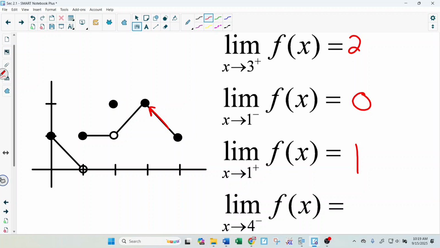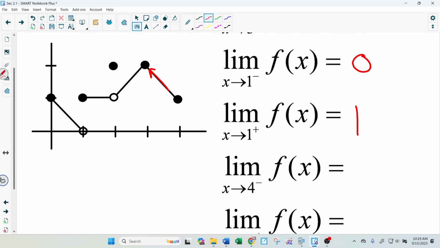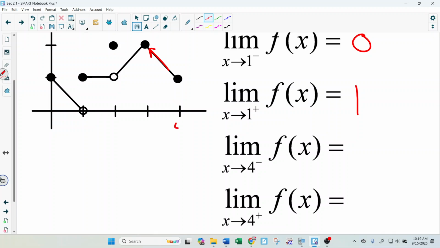Okay. What about 4 from the left? 1. What about 4 from the right? Does not exist. You also can say like no solution, whatever you want to write. Because can you approach it from the right? There's nothing there. So you can't do that. Okay. And this is going to lead us to our first theorem.